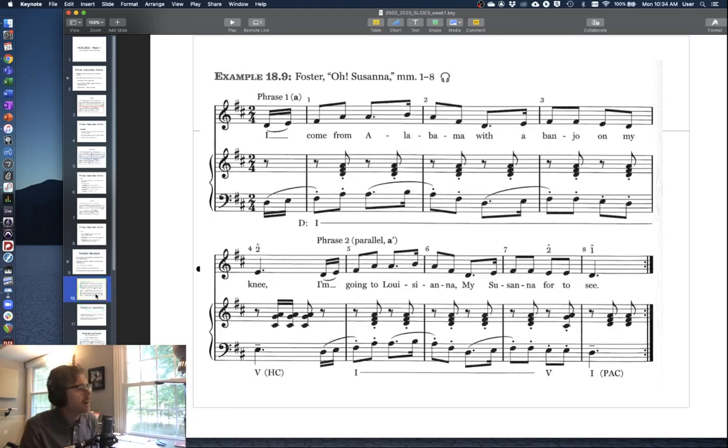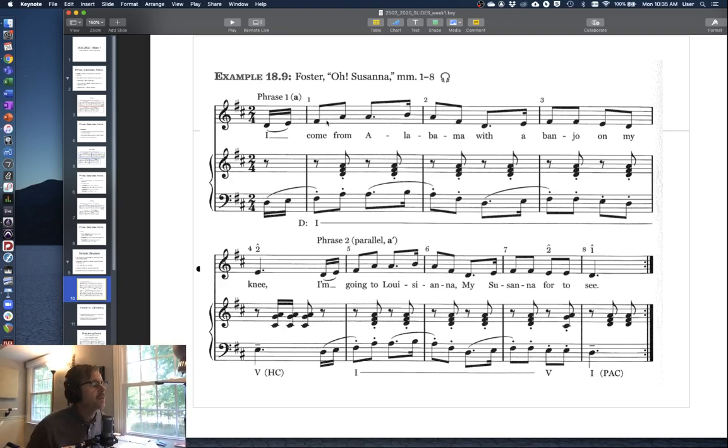So let's look at something like this folk song. You might be familiar with O Susanna, right? So in measure 4, that first phrase ends on the word knee. It ends with a half cadence on the dominant, right, in D major. And then at the very end, it is satisfied by an authentic cadence. So these two phrases have all of those things going for it. They have a similar beginning, so they're parallel. Very triadic, very simple folk song.